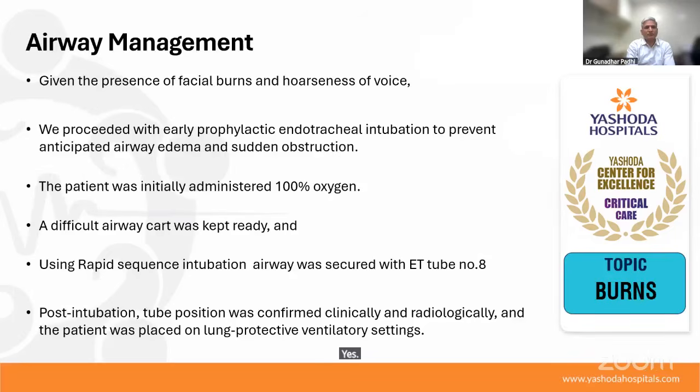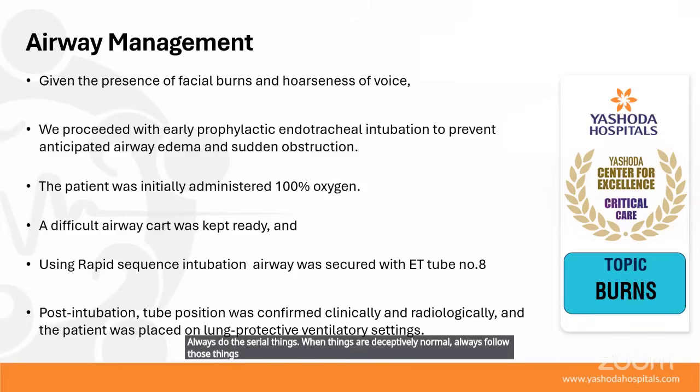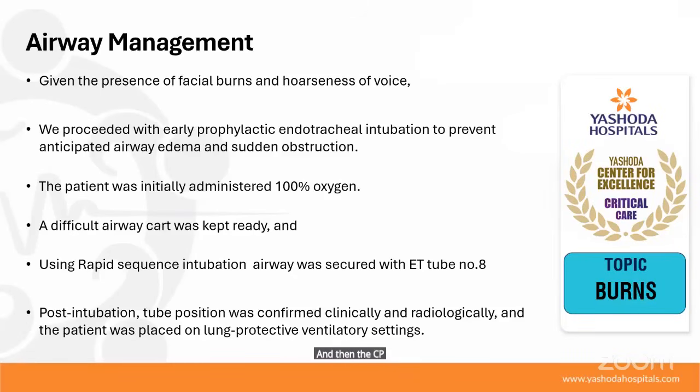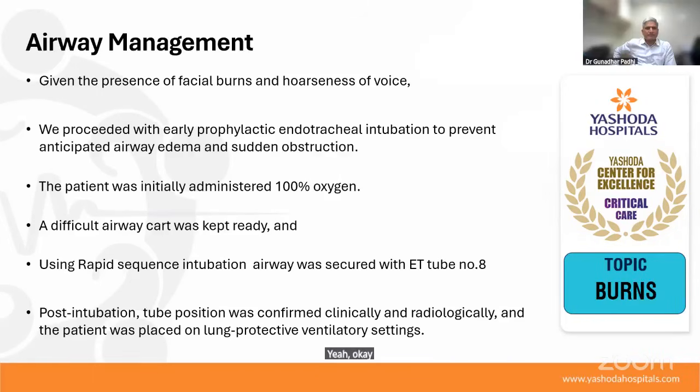So his hemoglobin is so high, 17.2. Always do the serial things. When things are deceptively normal, always follow those things up, because eventually they may develop into what you had. Like lactate may shoot up to 10, and then the CPK, which is 200, will go in some thousands. Potassium level will be all over the place. We have mentioned in the later slides, sir. Okay, go ahead.